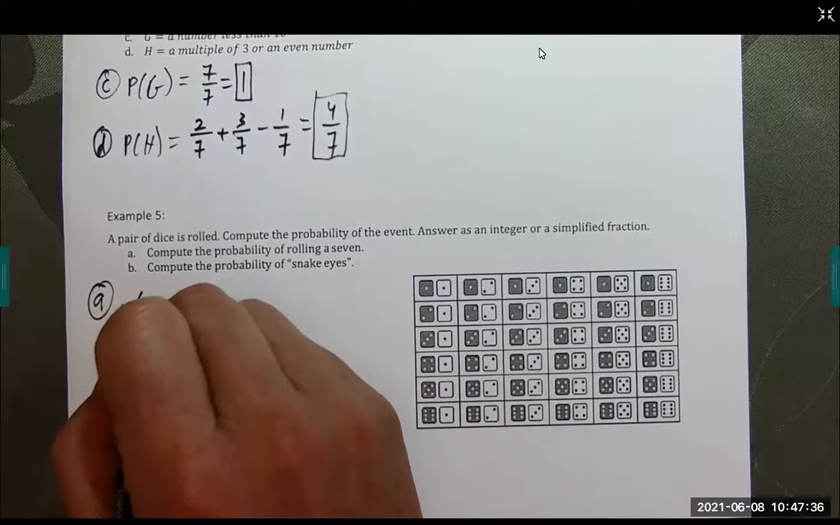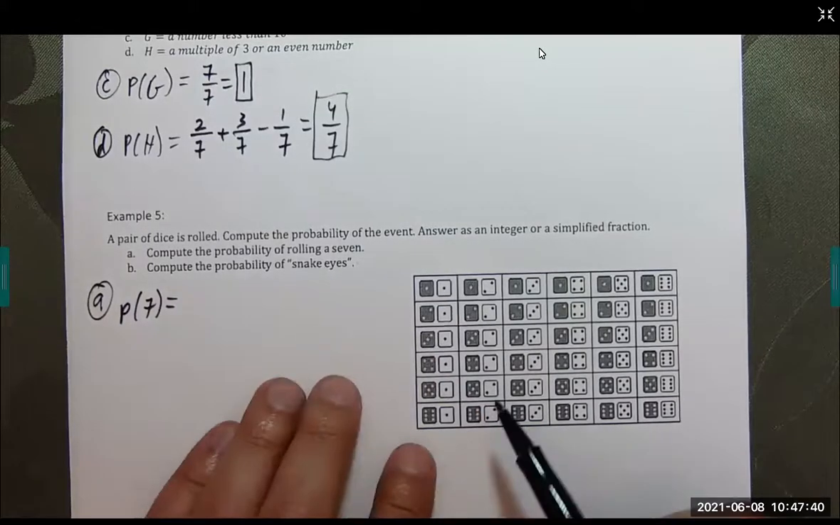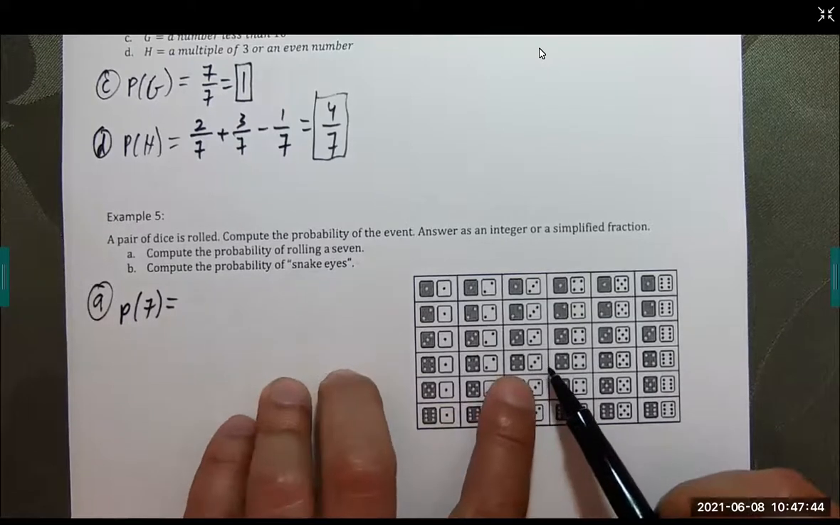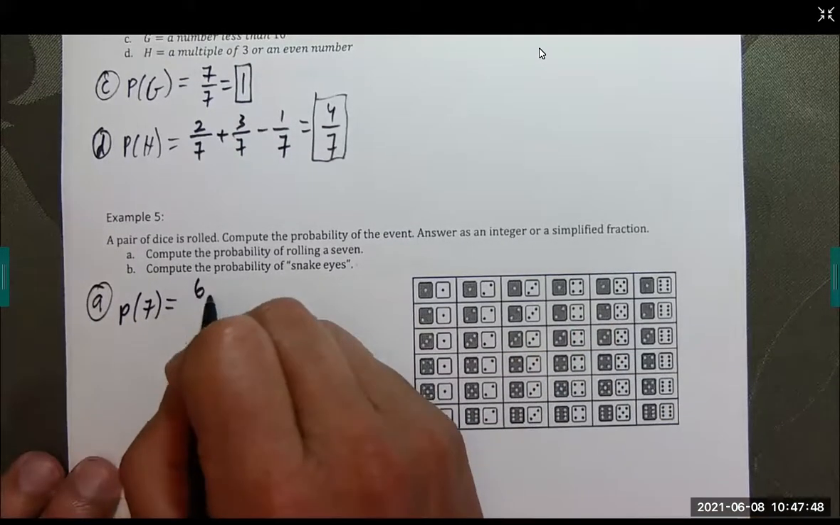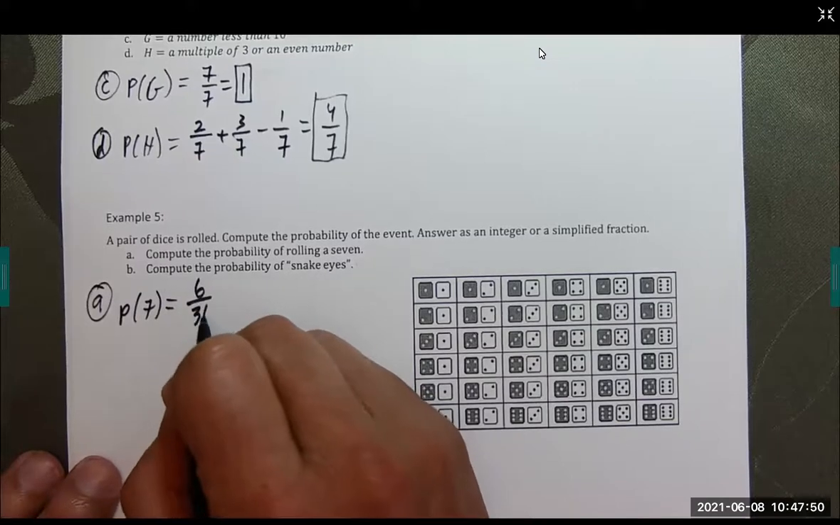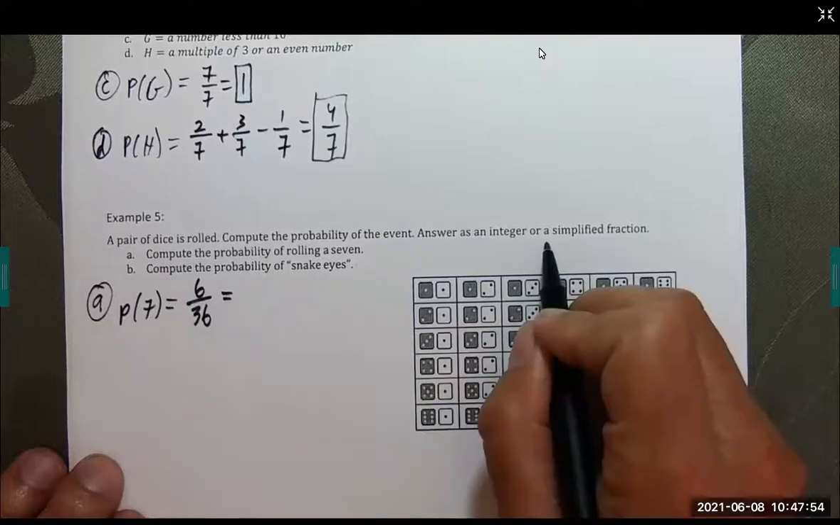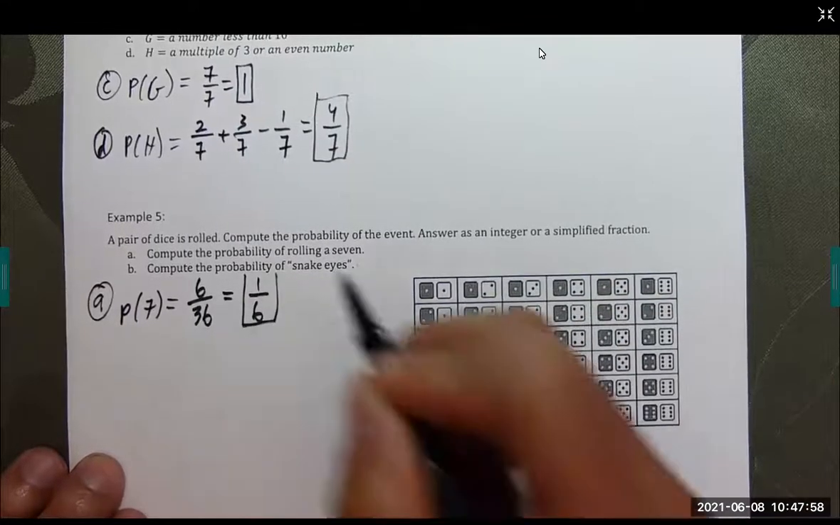Probability of a 7. How many 7s are there? Well, let's take a look. There's 6 and a 1. 1, 2, 3, 4, 5, 6. There's 6 chances of rolling a 7 out of 36. And they say a simplified fraction is how they want this written. So a 1 out of 6 chance that you'll roll a 7.